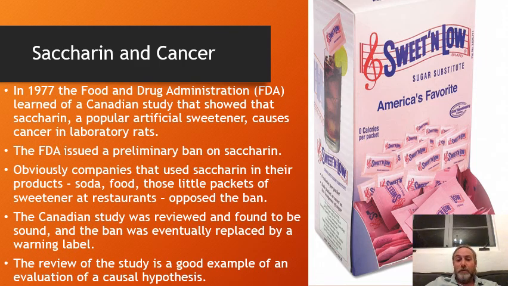So what they had to do was review this study, make sure it's good, and then decide what to do about it. What ended up happening was they reviewed the study, they found it was good, but they found that they didn't need to actually, in the end, ban saccharin. They just put a warning label on it. So we'll walk through the whole story, but it's a good example of how to evaluate a causal hypothesis.